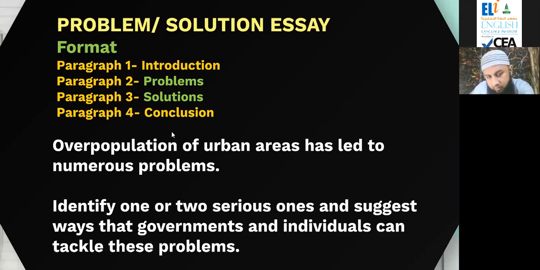Now look at this question. Overpopulation of urban areas has led to numerous problems. Now this is a statement. The problems of overpopulation. Now they ask you, identify one or two serious ones and suggest. They ask you a suggestion. You have to suggest in solutions. Ways that governments and individuals can tackle these problems. Suggest the ways how they can do it.